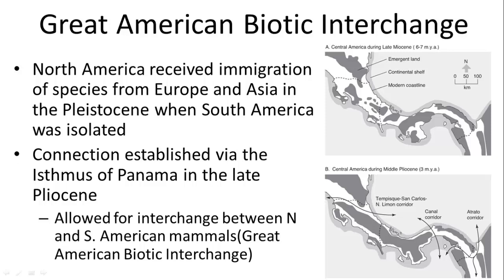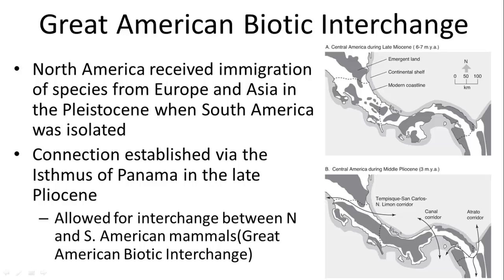But there was eventually a time where the two connected and formed a corridor through what is now Panama, and that then allowed the exchange of mammals between North and South America, so for them to go both ways. And this is called the Great American Biotic Interchange, or GABI, that's what I'm going to call it.